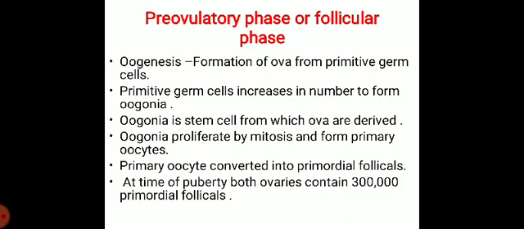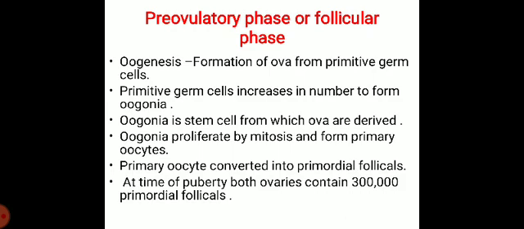In the pre-ovulatory or follicular phase, we know that the formation of ova from the primitive germ cells is known as oogenesis. Primitive germ cells increase in number to form the oogonia. Oogonia are stem cells from which ova are derived. Oogonia proliferate by mitosis and form primary oocytes. Now this primary oocyte is converted into primordial follicles.